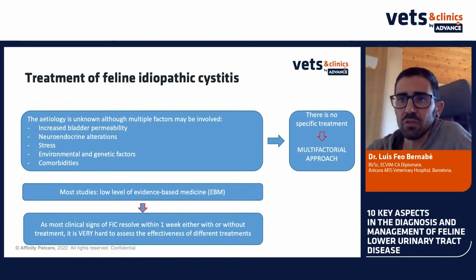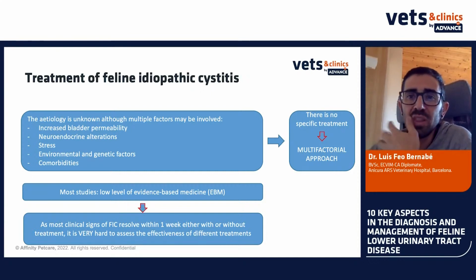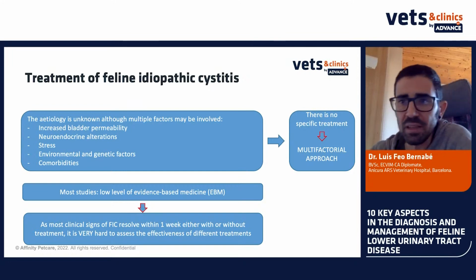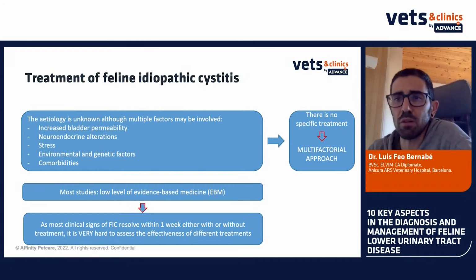When we talk about the treatment, I think most of the time it's quite easy to diagnose this patient, but it's quite difficult to treat these patients. First of all, to understand how difficult it is to treat this patient, the etiology of this disease is unknown, although multiple factors might be involved, as you can see here in the slides. Increased bladder permeability is one of the possible reasons, neuroendocrine alteration, stress, environmental and genetic factors of the patients, and also comorbidities.